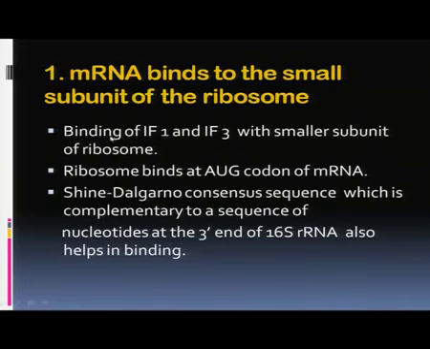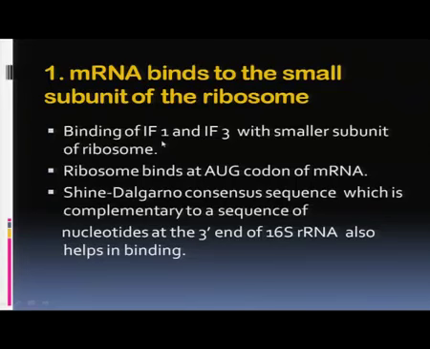Binding of messenger RNA to the small subunit of the ribosome involves different substages. The first one is the binding of IF1 and IF3 with the smaller subunit of the ribosome. That means, as we talked about, there are 3 initiation factors. Out of these 3, only 2, that is IF1 and IF3, will bind with the smaller subunit of the ribosome. After the binding of IF1 and IF3 with the smaller subunit, the ribosome binds at the AUG codon. The AUG codon is the initiator codon which initiates the protein synthesis of messenger RNA.